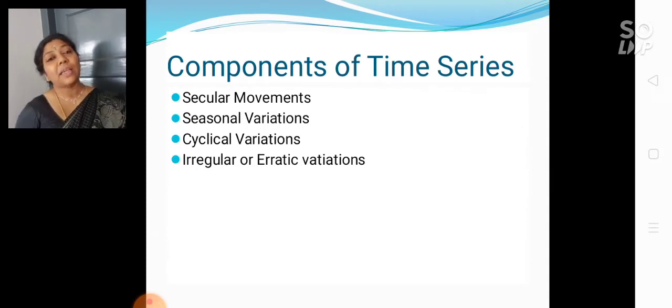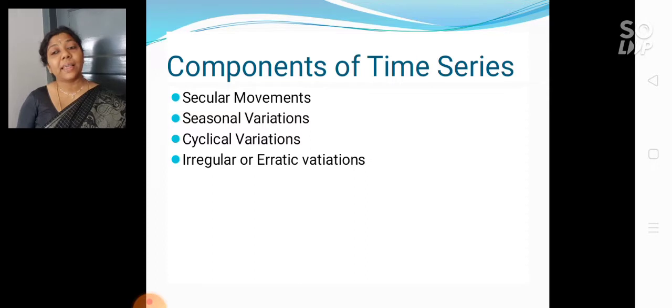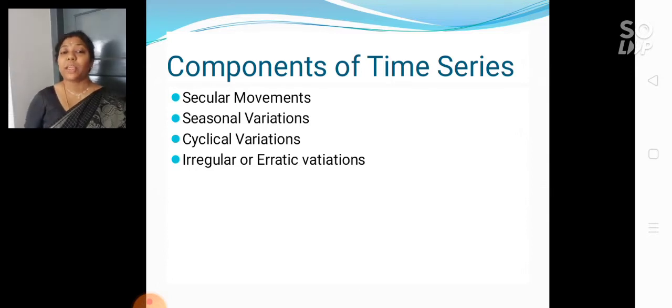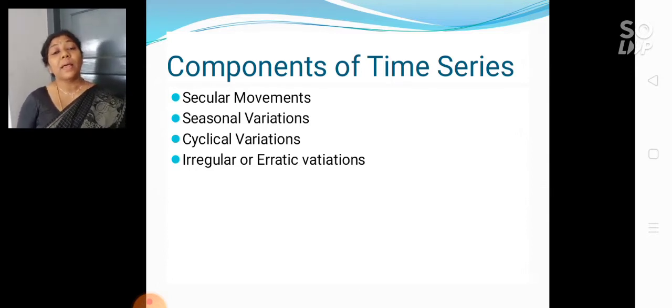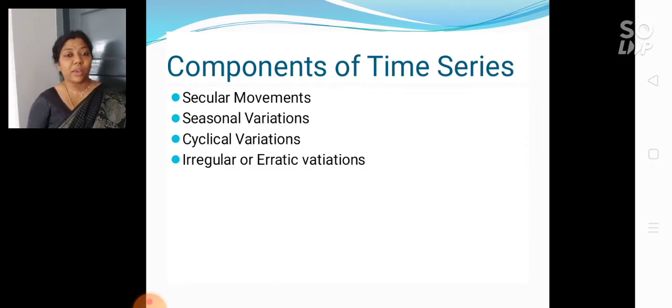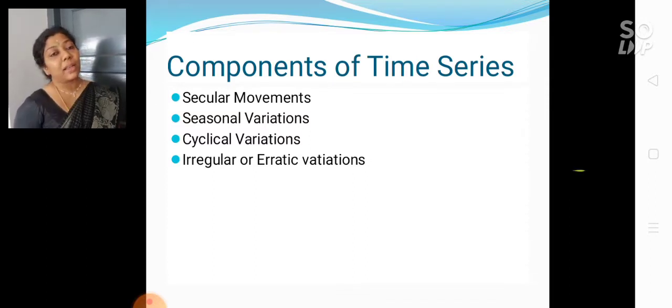And changes that are taking place as a result of business cycles like boom, recession, depression, recovery, that is called cyclical variations. And changes that are taking place as a result of certain forces which are unpredictable, which we cannot predict, like natural disasters such as flood, earthquake, etc., are called irregular or erratic variations. So these are the four components of time series: secular movement, seasonal variation, cyclical variation and irregular or erratic variations.